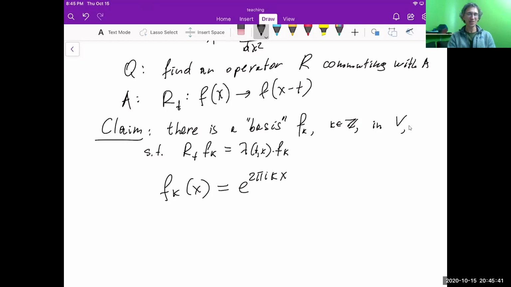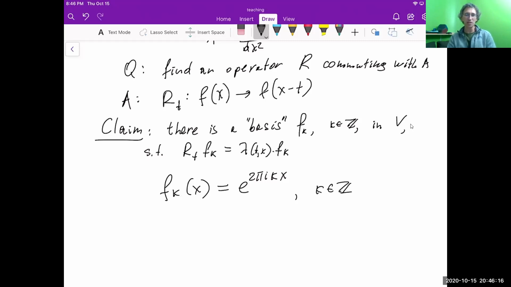So it's obvious that if you shift x, replace x by x minus t, each of these functions will be multiplied by a constant, namely e to the 2 pi i k t. So these, of course, are the complex exponents. And k is an integer, so it's not a non-negative integer, it is an integer. Negative values allowed. So this is a basis.